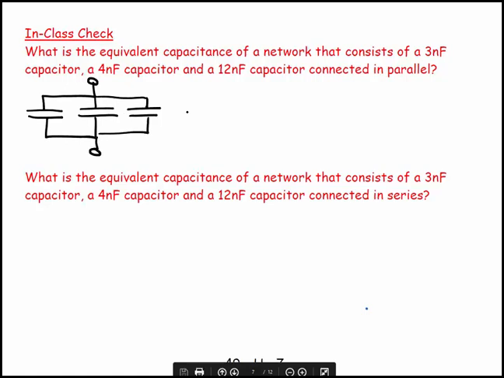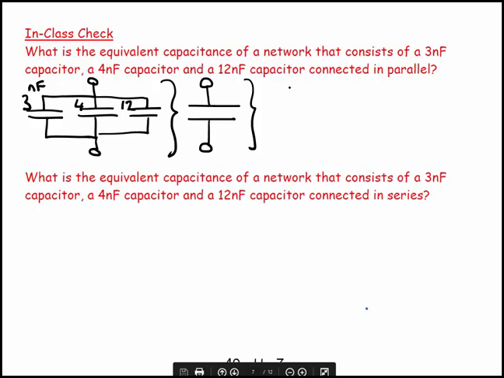I want to replace it with one new capacitor. That's what I'm doing. And I know this is a 3 nanofarad, this is a 4 nanofarad, and this is a 12 nanofarad. These are nanofarads. And what I know is they're in parallel.